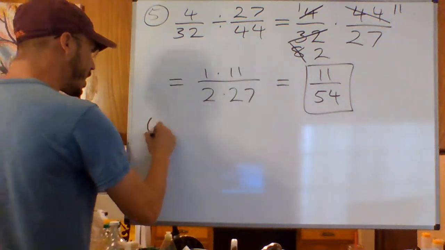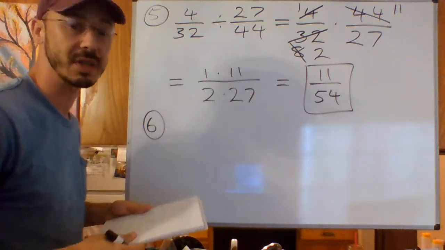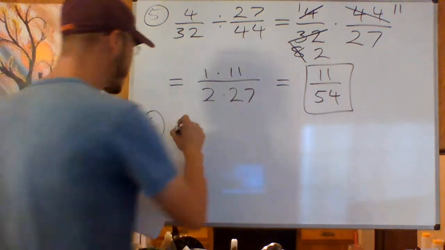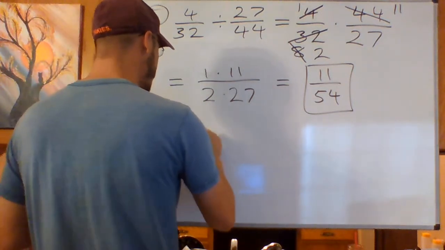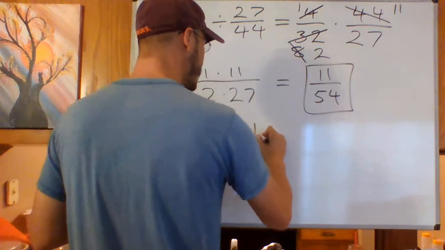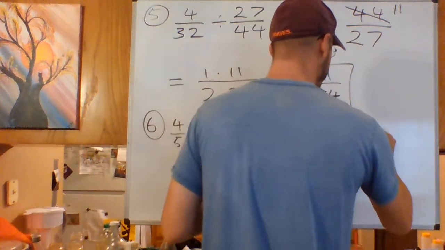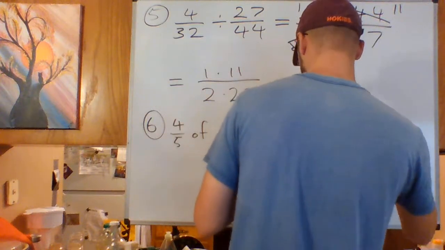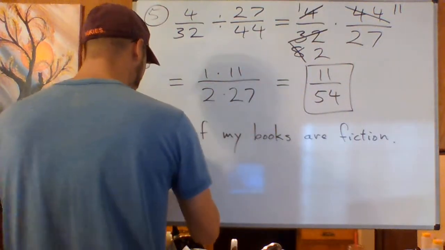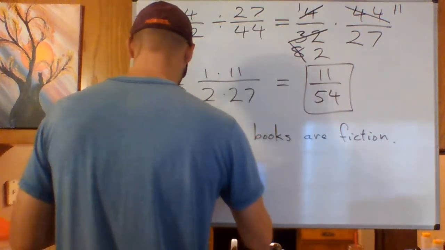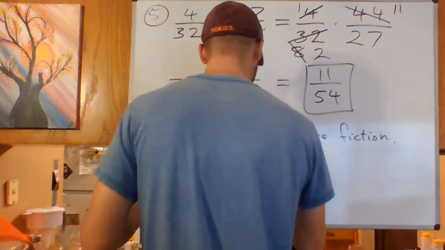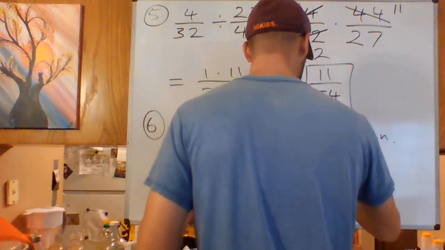The next one is a little word problem. So number 6 is a small word problem. It says 4/5 of my books are fiction. Of these, 2/3 are paperback.